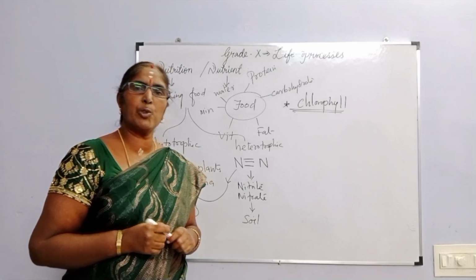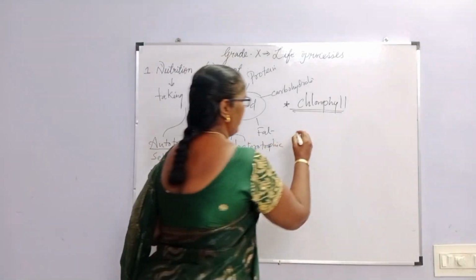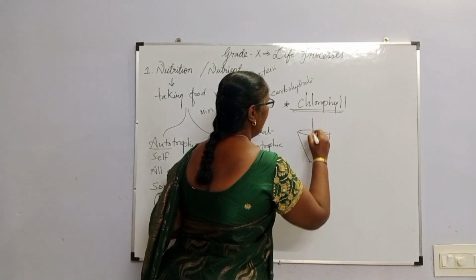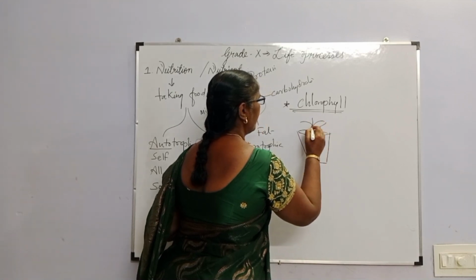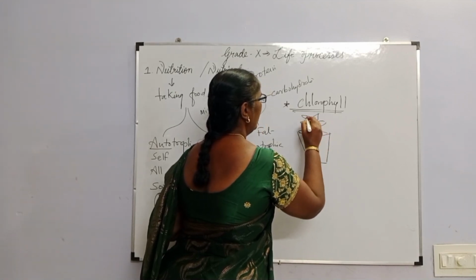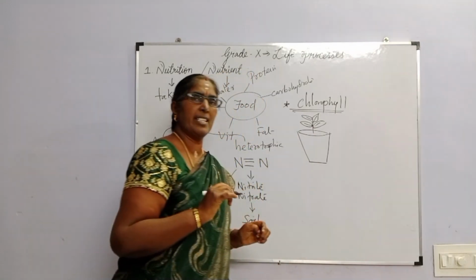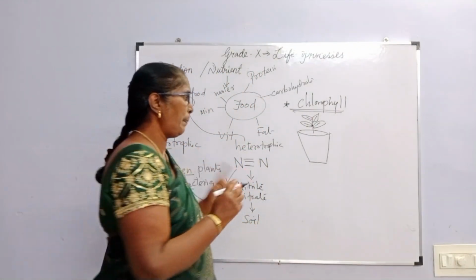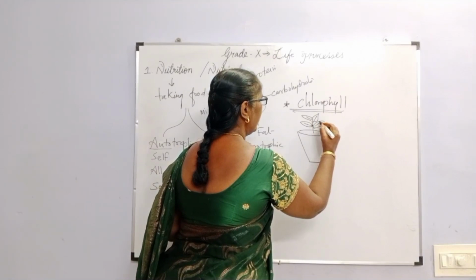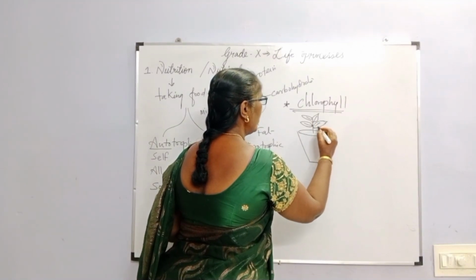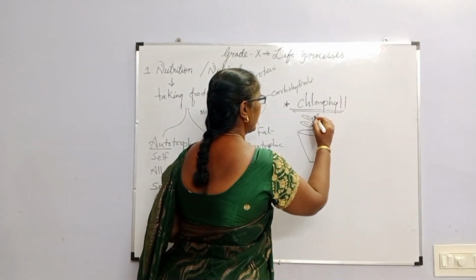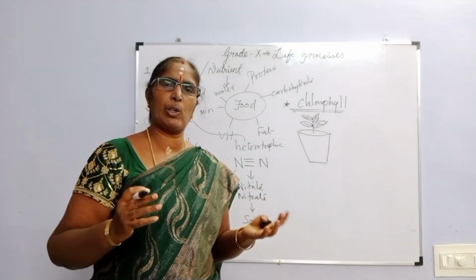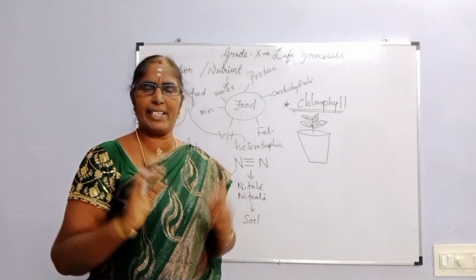For this, we have to take one potted plant containing a variegated leaf. What is a variegated leaf? Variegated means different colors. A croton leaf or a money plant leaf: some sides are all white and some patches are green. Green in some places, white in some places, alternating white and green. That kind of plant is a variegated plant.